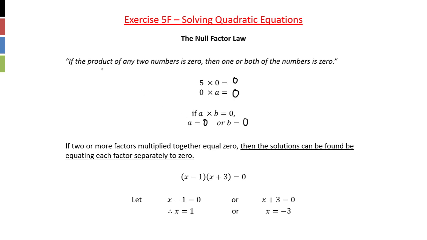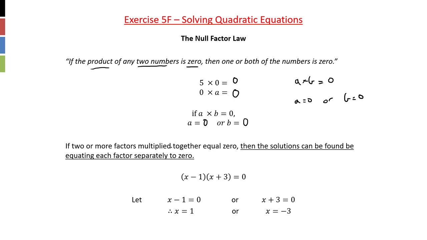So let's read this again. If the product of any two numbers is 0, so if the solution is equal to 0, the product of two numbers, a times b, then one or both the numbers is 0. So either a is equal to 0 or b is equal to 0. So that's what the null factor law says. The next question you should have in your mind then is, well, why are we factorizing? How can we use this in quadratics? Well, let's look at the situation below.